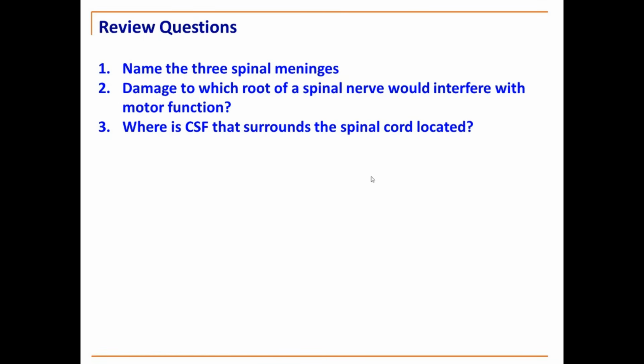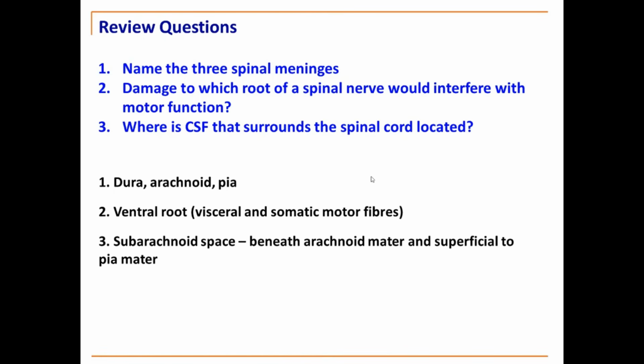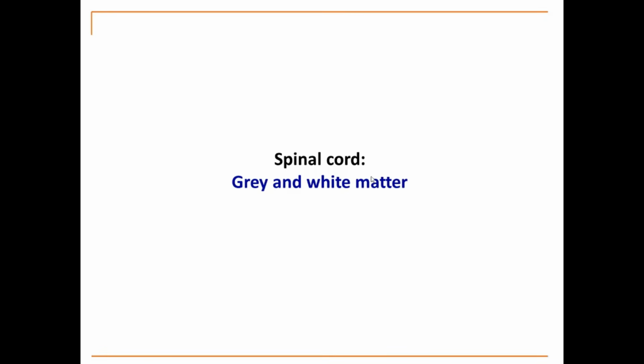So a bit of a question for you, or three questions as the case may be. So press pause, read the questions, then give us the answers. Okay, so name the three spinal meninges. Well, it's nice and easy. Dura, arachnoid, and pia. Damage to which root of a spinal nerve would interfere with motor function? So hopefully you put a ventral root, which can be visceral or somatic motor fibers. And then where is CSF that surrounds the spinal cord located? That's in your subarachnoid space, so beneath the arachnoid mater and superficial to the pia mater.